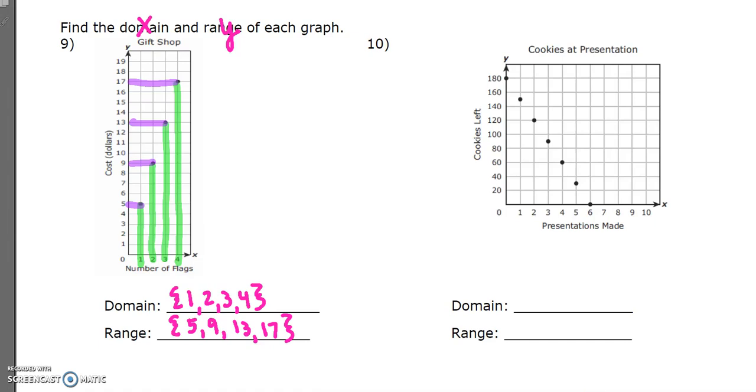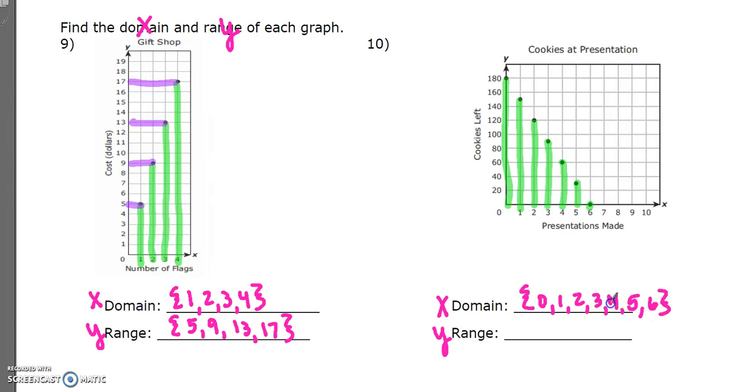Okay, so let's do it again over here. Again, my domain, I'm going to put a big X here. I should have done that on this one also, just to remind us. And a big Y for my range. So my domain, let's look at what values we have. So if I start here at this point, that would be 0. Then I have 1, 2, 3, 4, 5, and 6. So 0, 1, 2, 3, 4, 5, and 6.